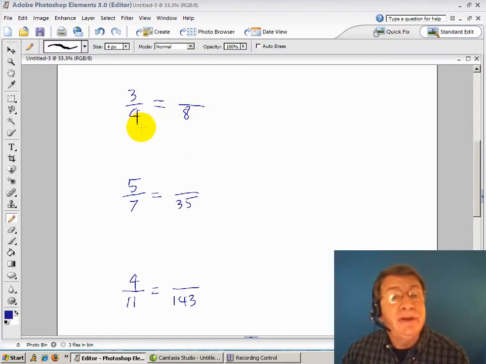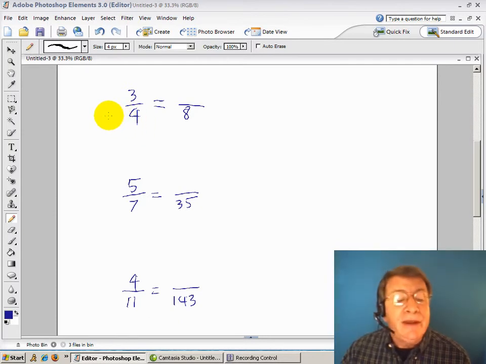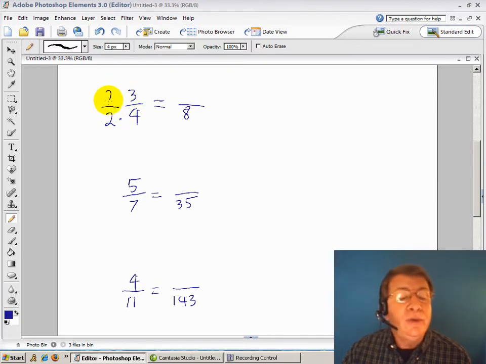Done very similarly to the way of reducing fractions as we've already discussed, but now we're going to be building them. Can you see that 2 times 4 is equal to 8? If that's the case, then if we multiply the bottom of a fraction by 2, then we also need to multiply the top of the fraction by 2, yielding 6/8.